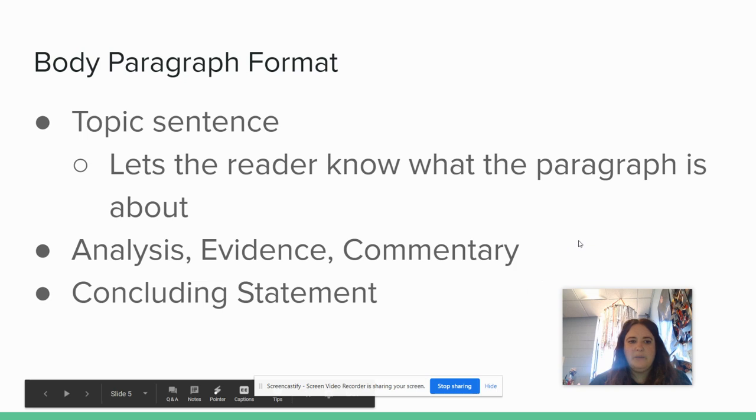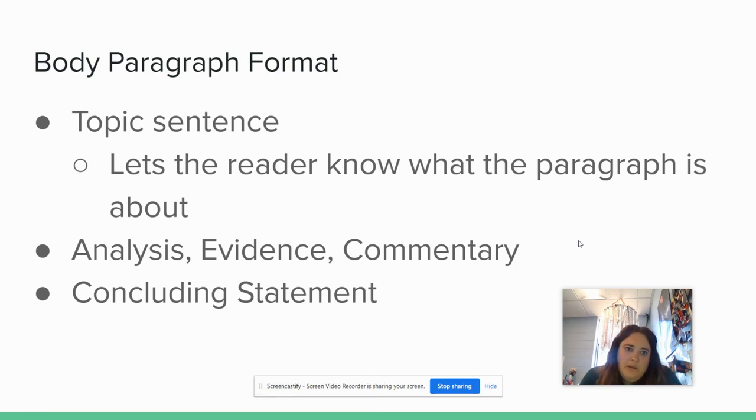Okay, so when you're writing your body paragraphs, you want to give a topic sentence. This is going to reveal the main idea of that body paragraph. So it's just signifying to your reader what you're going to be proving here or what you're going to be discussing. After that topic sentence, you should have at least 4 or 5 sentences minimum of analysis, evidence, commentary that you'll be using to support what you said in your topic sentence.